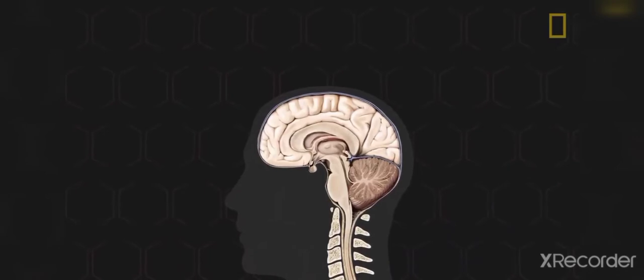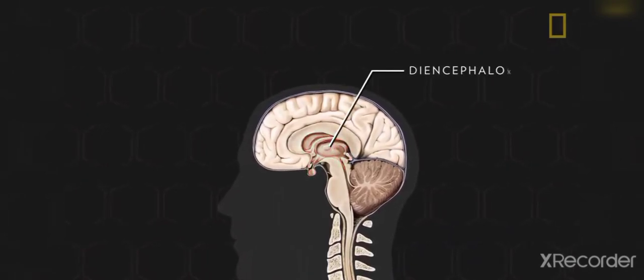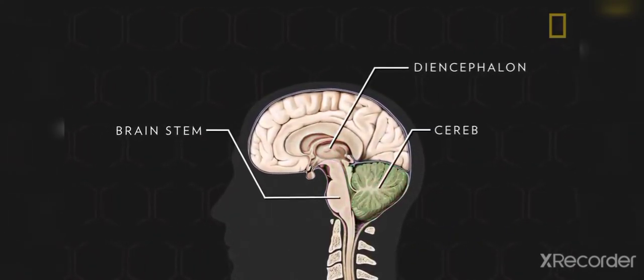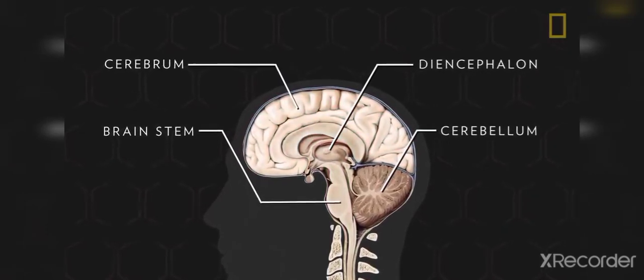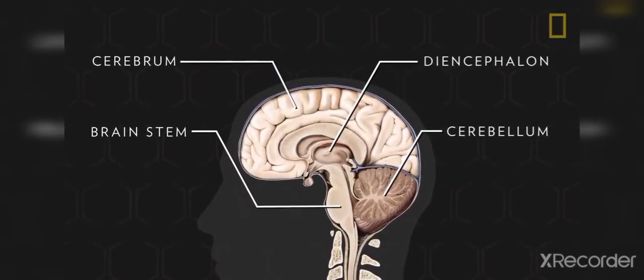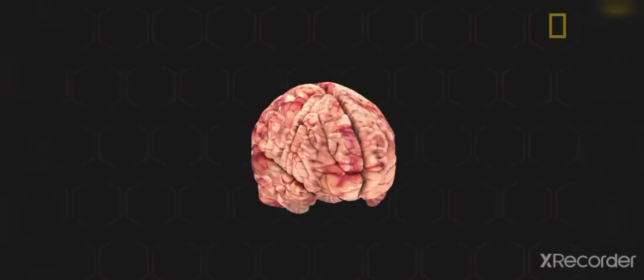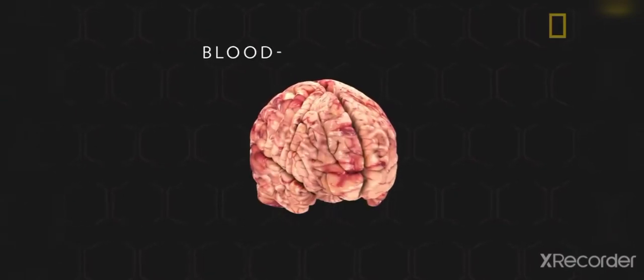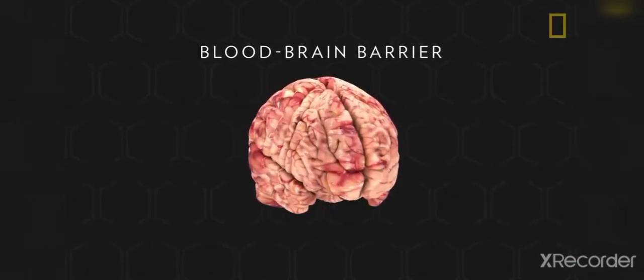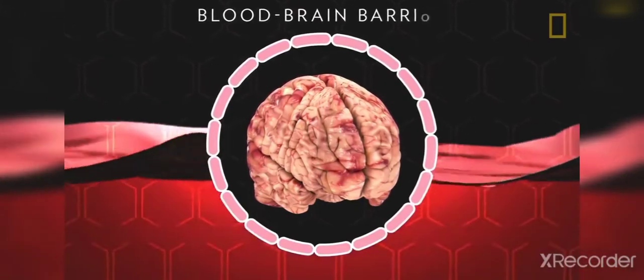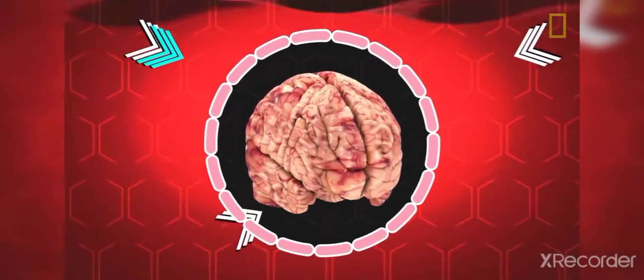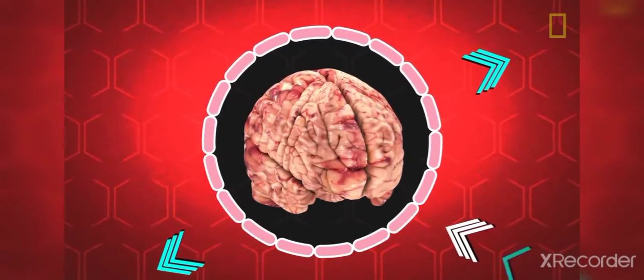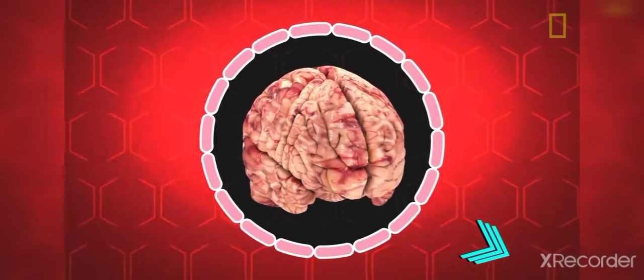The brain's 4 main components, the diencephalon, brainstem, cerebellum, and cerebrum, work in sync to ensure bodily functions are fully operational. The brain has even evolved mechanisms to protect itself. One such mechanism is the blood-brain barrier, a semi-permeable cellular wall that only allows specific chemicals to enter from the body's bloodstream into the brain.